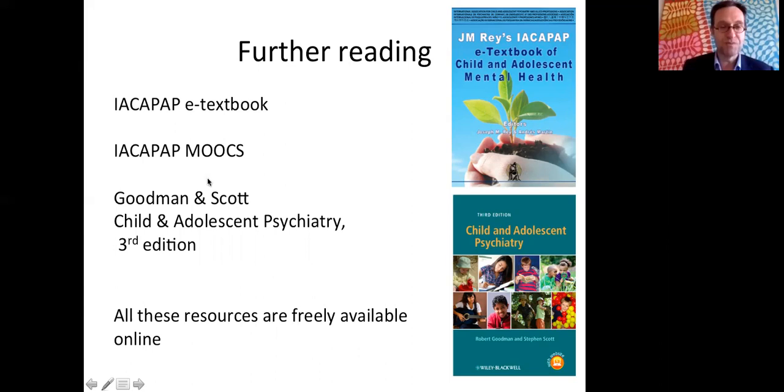Goodman and Scott, Robert Goodman from the UK and Stephen Scott also from the UK, wrote a very nice accessible textbook in child and adolescent psychiatry. And this too is freely downloadable through the internet, and you can find that.